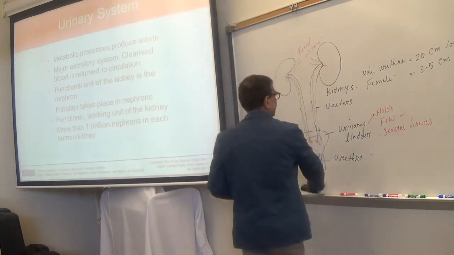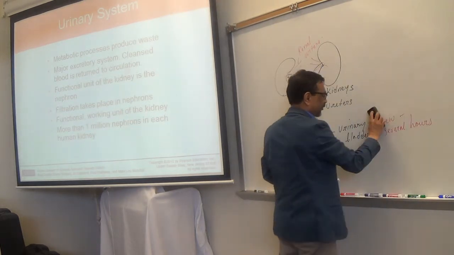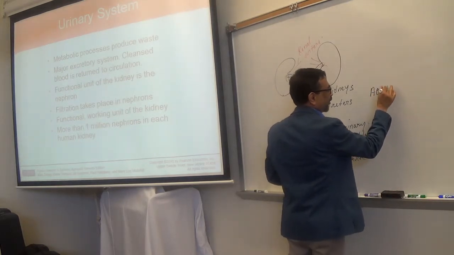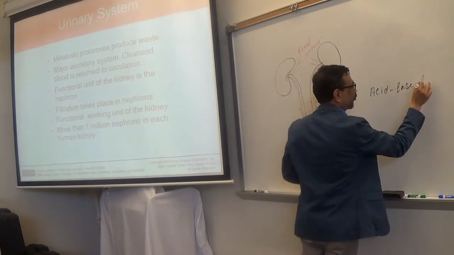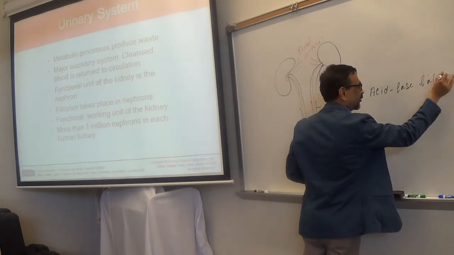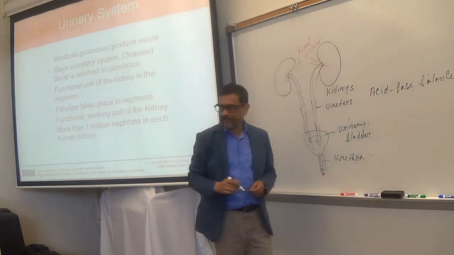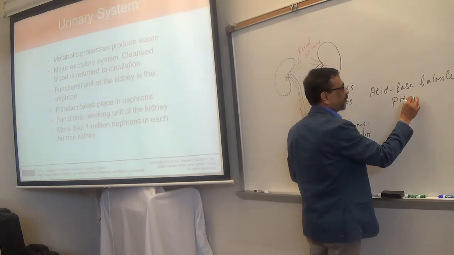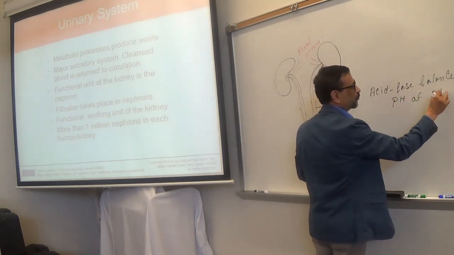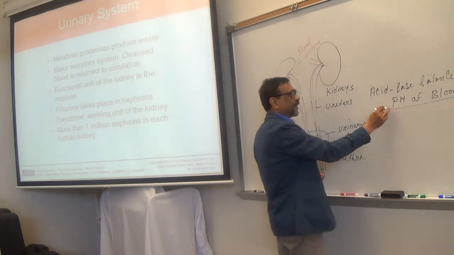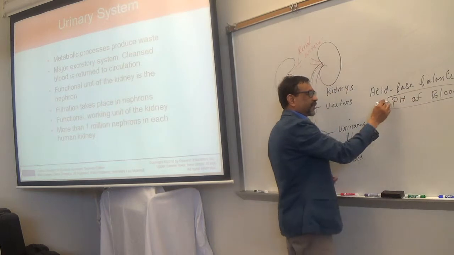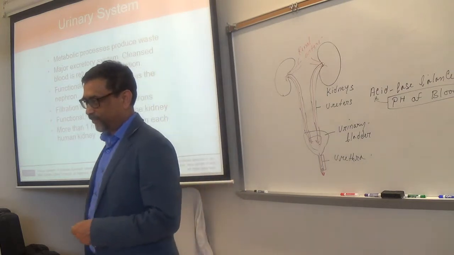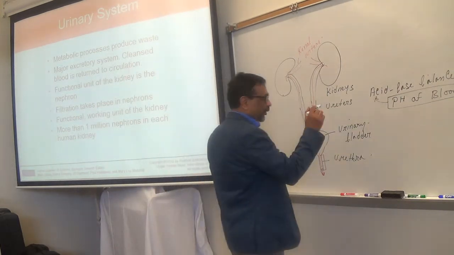Another function is acid-base balance. This is another very important function of the urinary system, by regulating the pH of blood. So by regulating the pH of blood, the urinary system regulates or maintains acid-base balance. Just to know that this is very important.